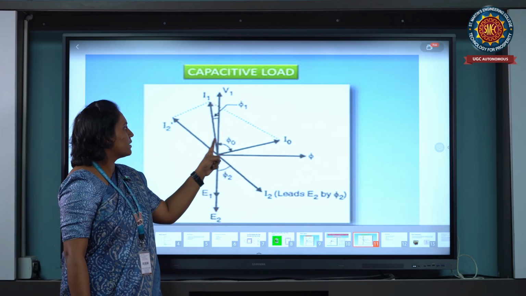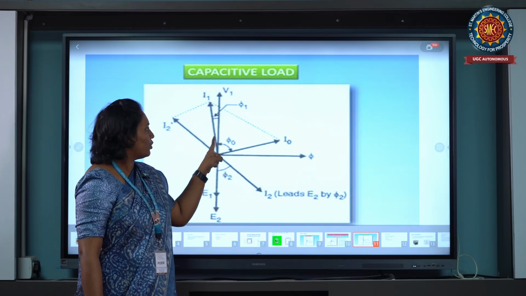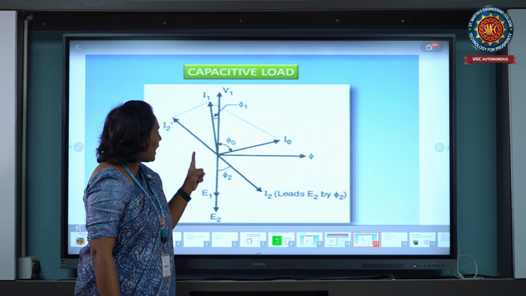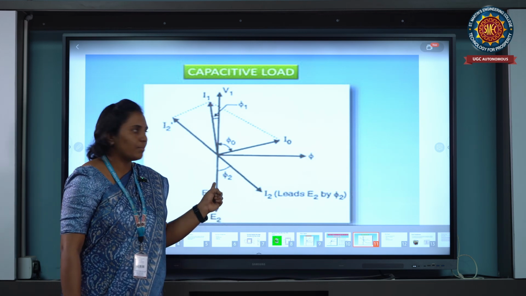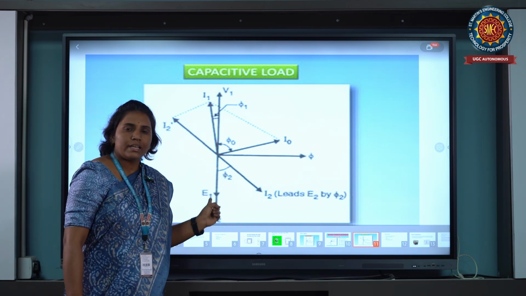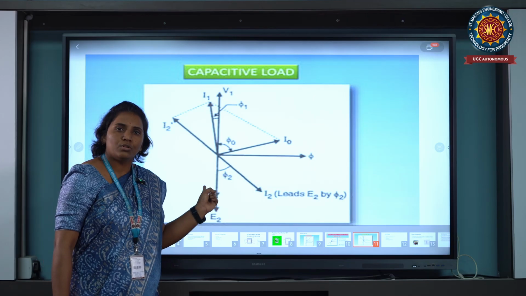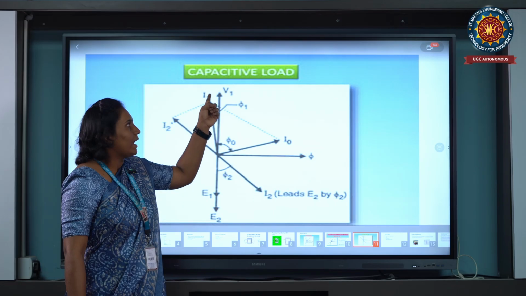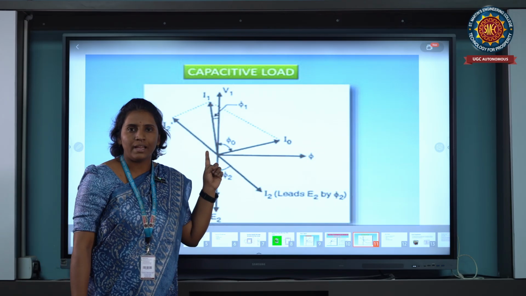So the flux I0 and I1, the angle between I0 and I1 is the flux phi 0, and the angle between I2 and E1 is the flux phi 2. Here the induced EMFs E1 and E2 are both in phase. These induced EMFs E1 and E2 are in antiphase with the supply voltage.